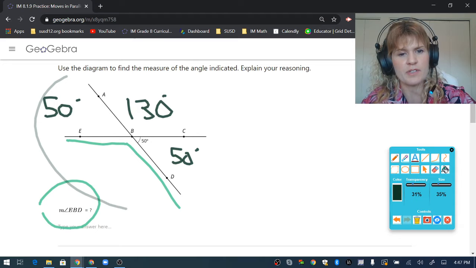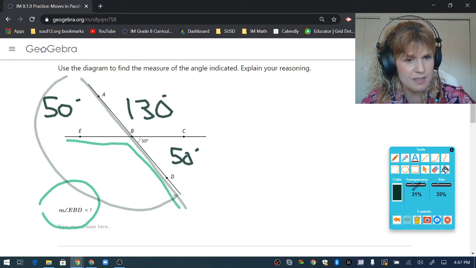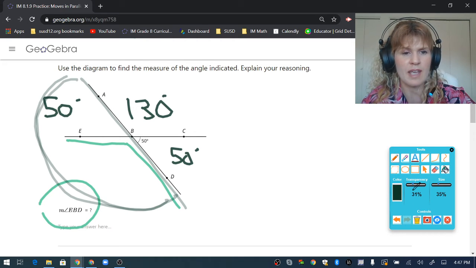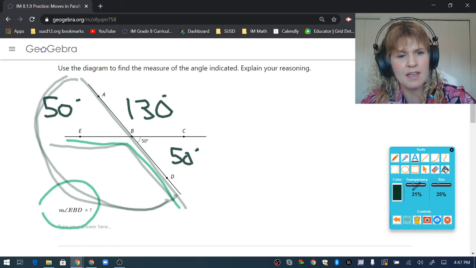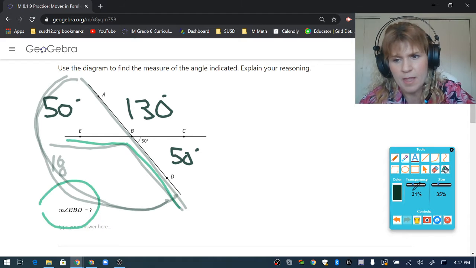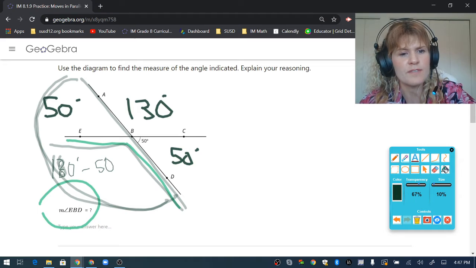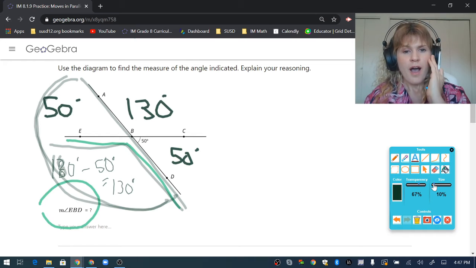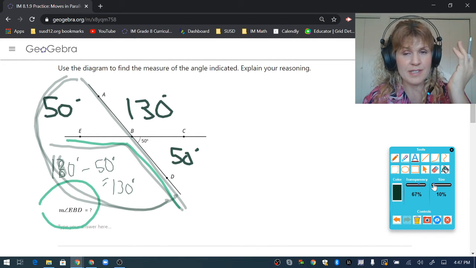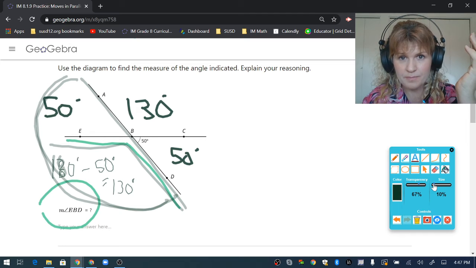Well, look again for a straight line, because a straight line has 180 degrees. So this whole thing is 180 degrees. That means this angle is 180 degrees minus 50. Let me write that down. 180 degrees minus 50 degrees equals 130 degrees.